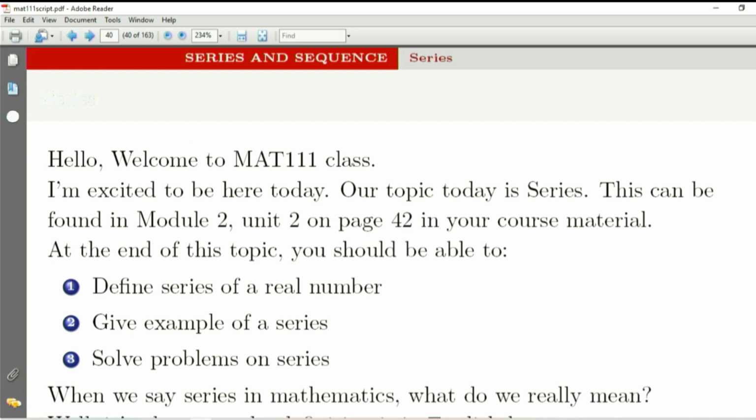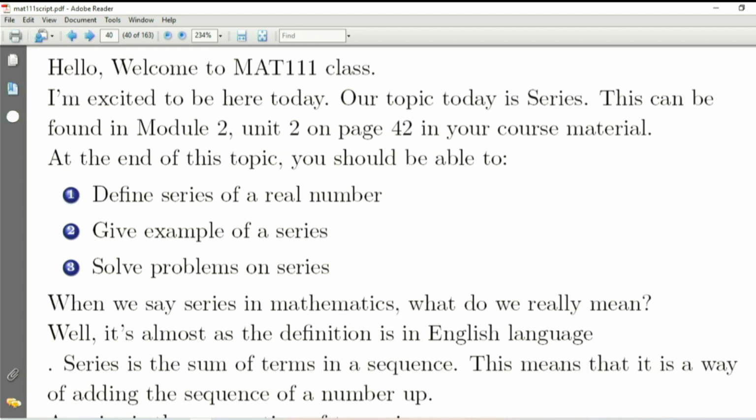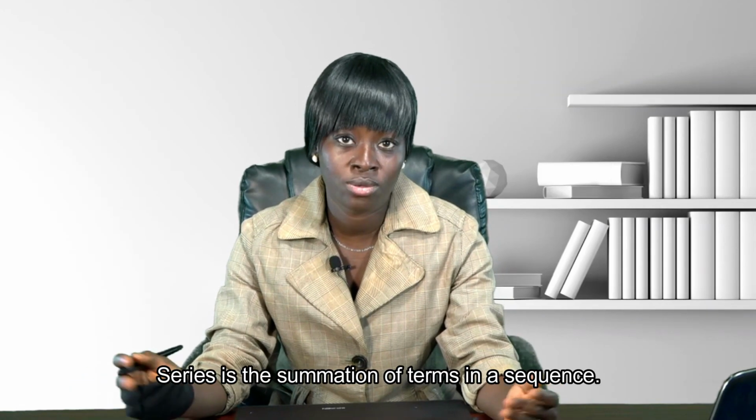Okay? So when we say series in mathematics, what do we really mean? Well, it's almost as the definition is in English language. A series is a sum of terms in a sequence. So this means that it is a way of adding a sequence of numbers up. We learned in the last video about sequence. So series is the summation of the terms in a sequence.